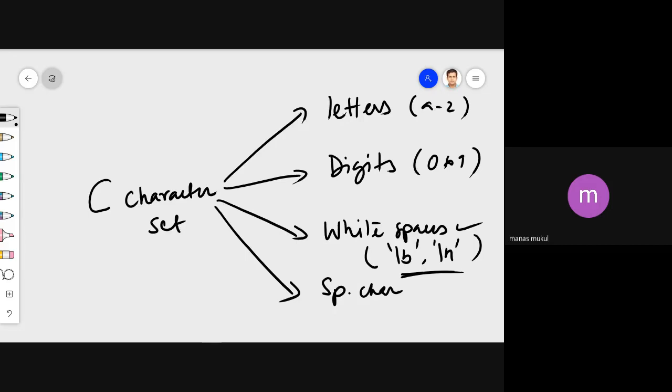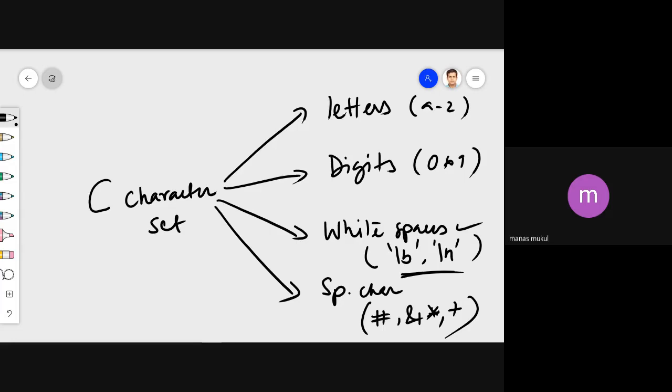And then you have special characters. I gave you some examples of special characters, which are hash, ampersand, asterisk, and plus. All these are your special characters. Okay. So using these character sets, you can write your statements. You will be using these character sets when you write in the C programming language.